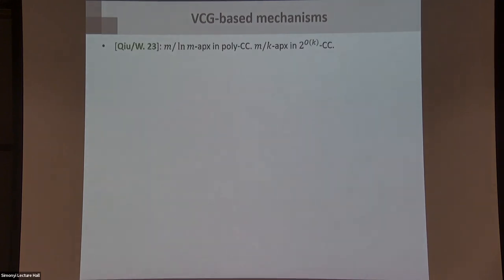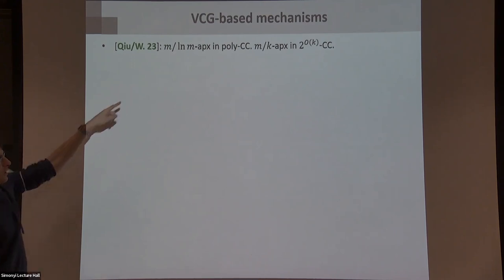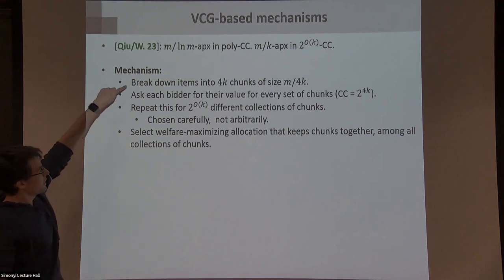Okay, so let me say, what's the new result? Please don't be super excited, because the problem I just told you about today is now M over log M instead of M over root log M, but there's a follow-up result coming that says this is exactly tight. So you can get M over K in 2 to the K, and the mechanism is not that complicated either.